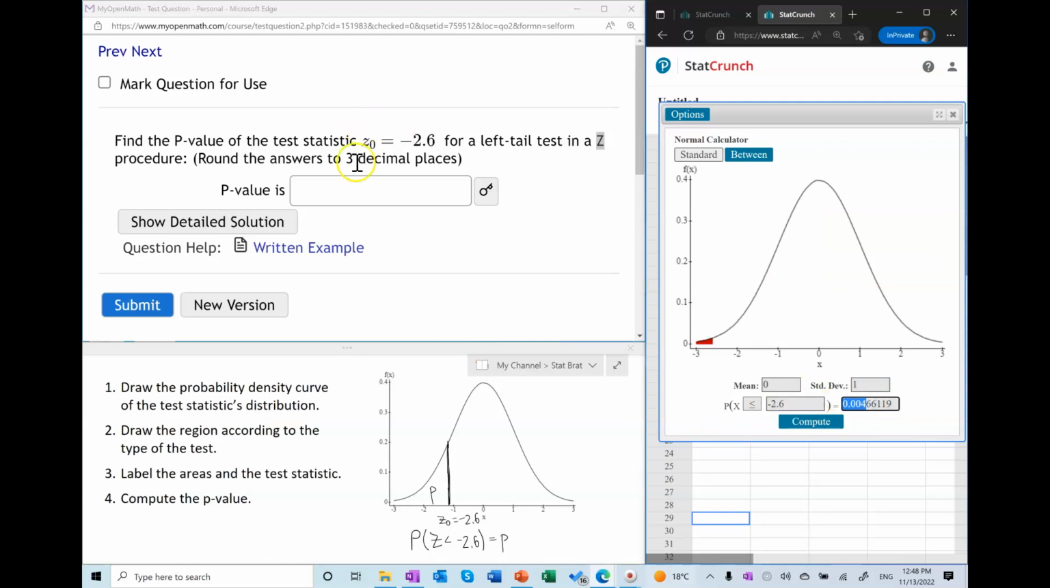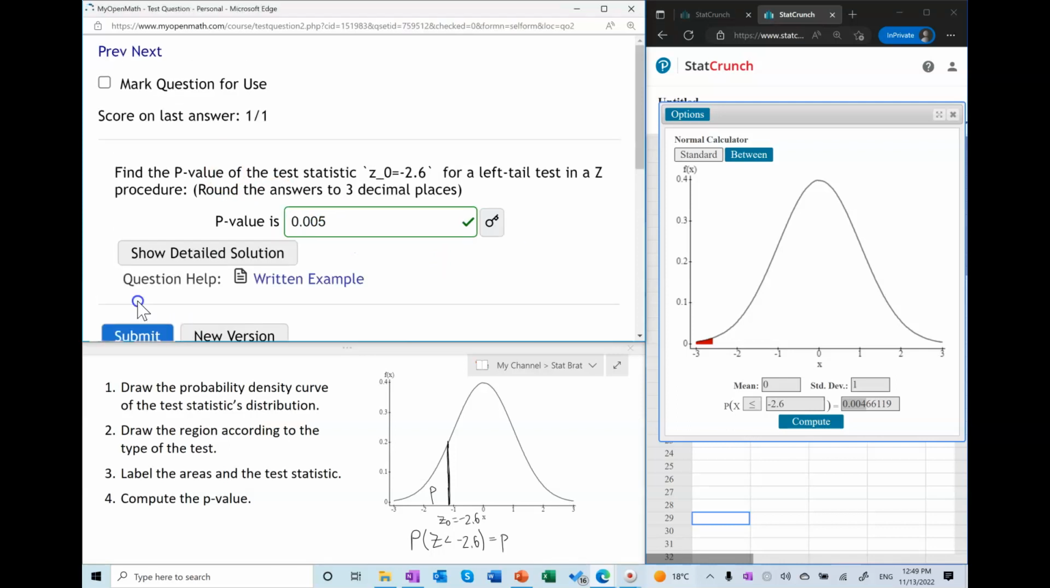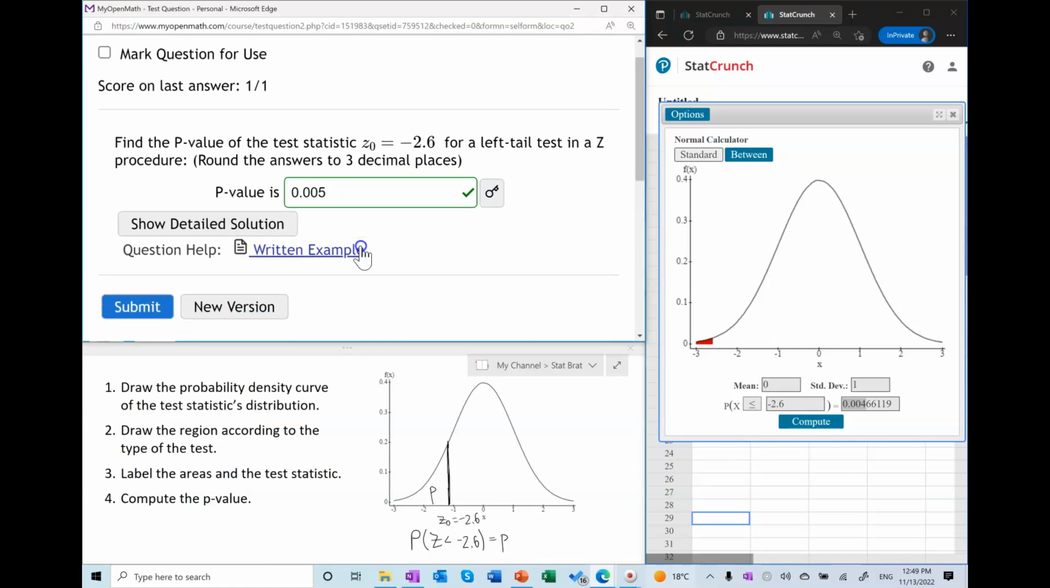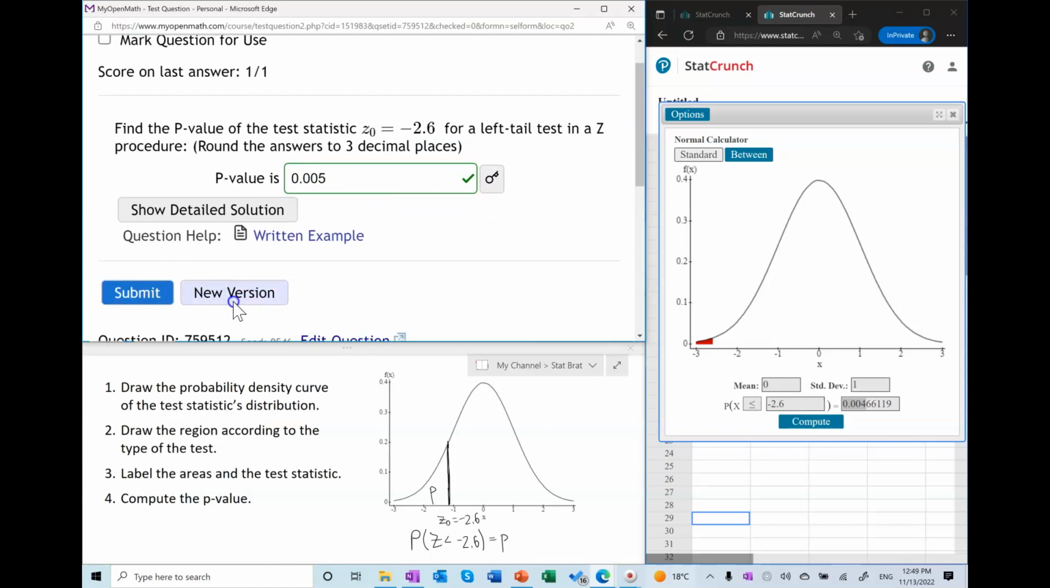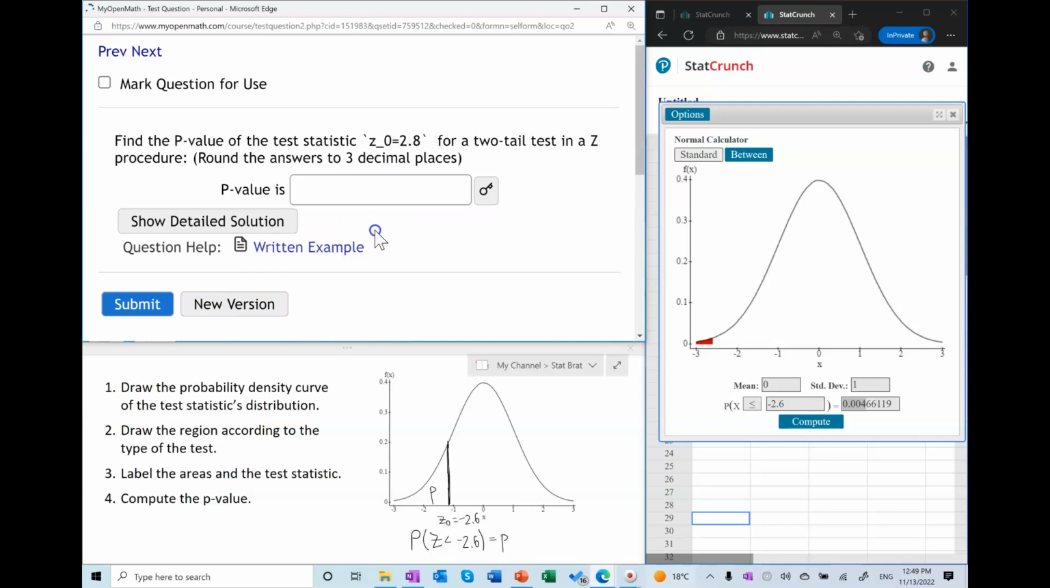So we're ready to answer the question. We're going to round correctly to 3 decimal places, and we're done. So this is how you find the p-value in a left tail z-test. Now let's do another problem. Let's do the same problem, but for a right tail test.